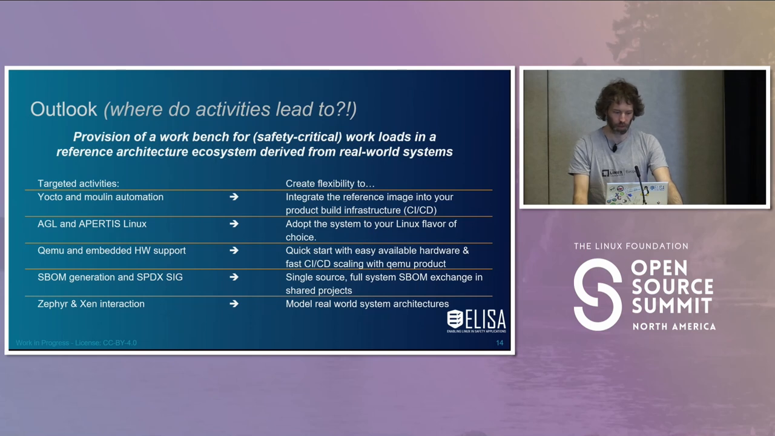Then, similar with AGL and Apertus, I mentioned it before, one is a Yocto-based image, the other is a Debian image, and by this you're more flexible in creating your own flavor of Linux later on, because these are the two major ones which I see currently in the embedded scope, maybe more. But if we make it compatible for both, we have a chance to see.